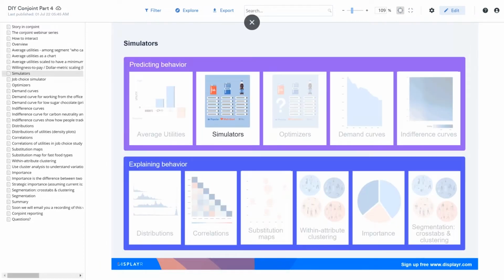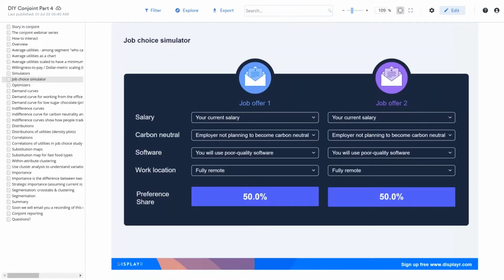We talked about how to create simulators in the last webinar, but they're the fun stuff. So we'll look at how we use the simulators. From our job choice data, I've created a simulator comparing two offers. Now, one of the motivations for doing this study is my own motivation of wanting to understand what kind of policy our organisation should have in terms of remoteness of work.